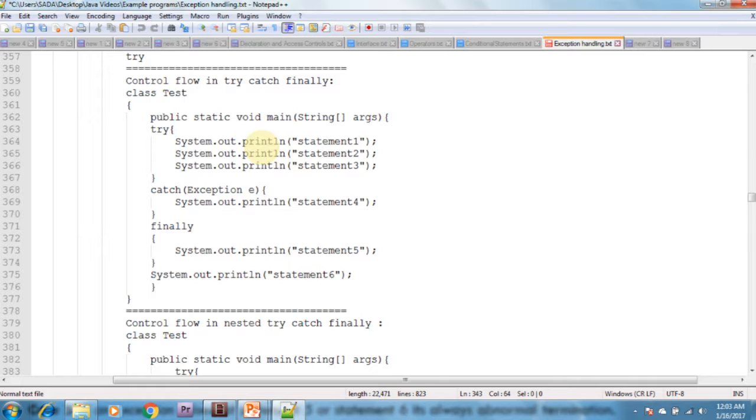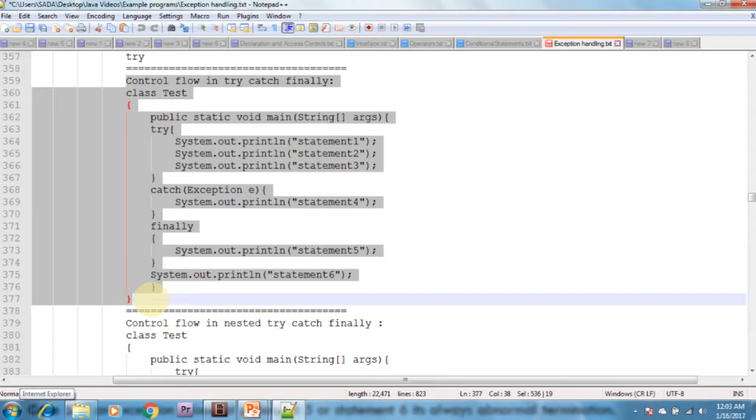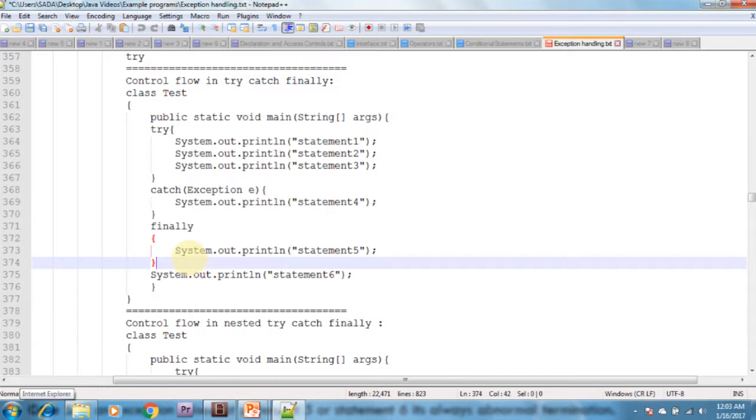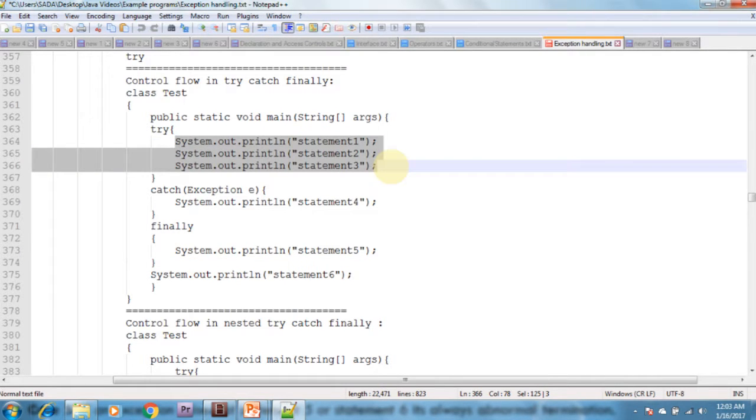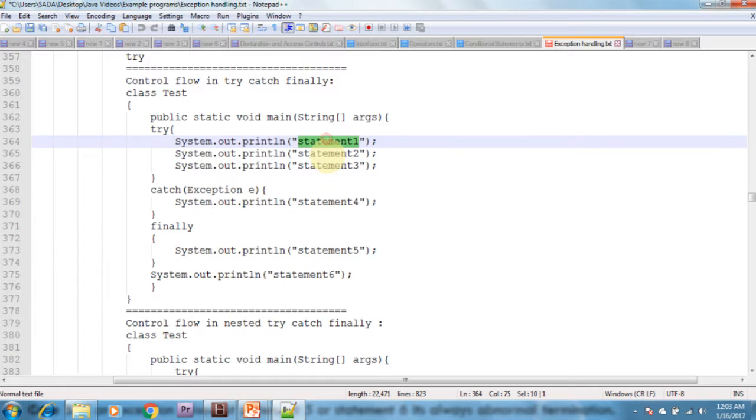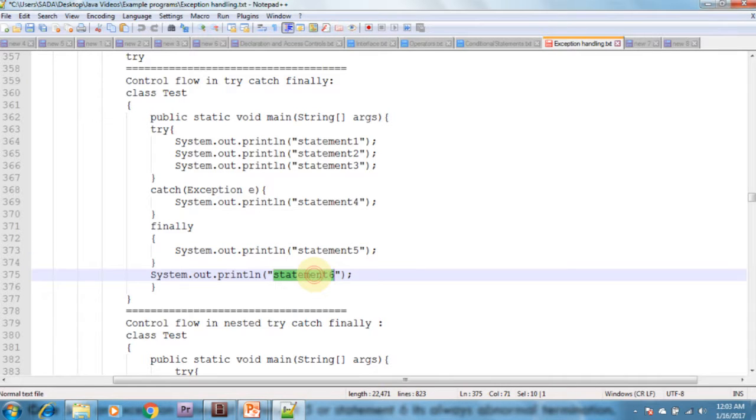This is an example of control flow with the try-catch functionality. If there is no exception, then statement 1, statement 2, statement 3, statement 5, and statement 6 are executed. It is a normal termination of the program.